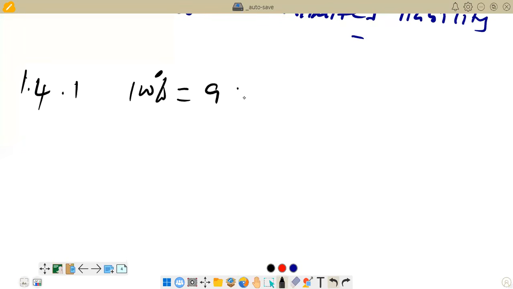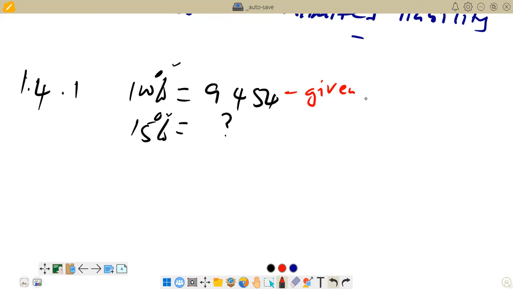100% is equal to 9,454. So the figure that we want to look for is 15%. So this is the figure that we want. We can just make a proportion, whereby we are saying, in such a scenario, what we have is 100% and what we don't have is 15%. Because this is what we don't have, 15%. And the given figure is this one. So this one represents the given figure. You can just take it from that angle, given figure.